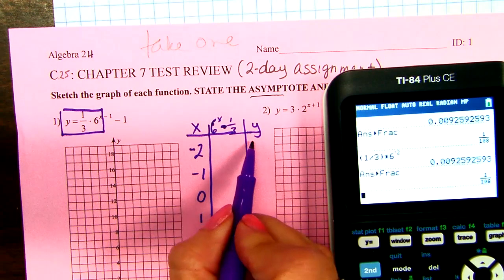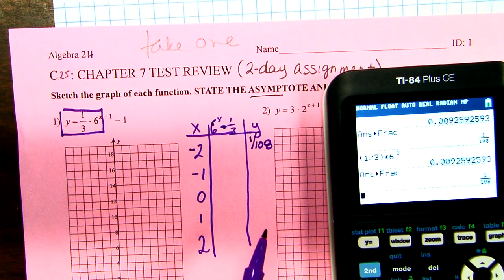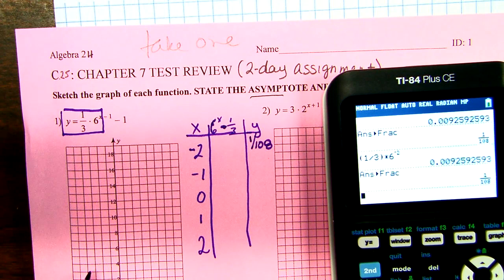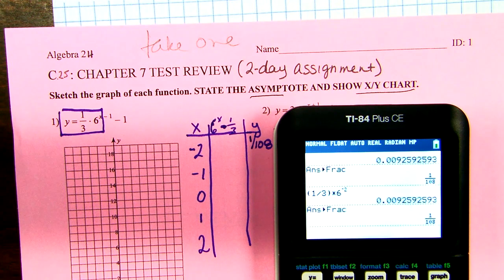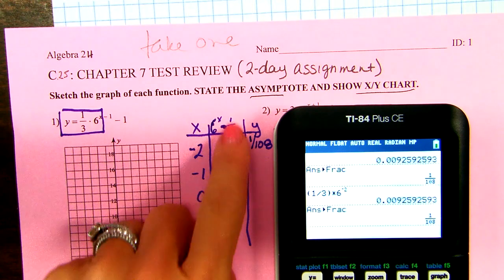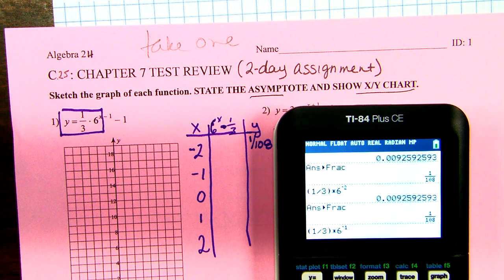So my Y value is 1/108. That's a teeny tiny number on a teeny tiny graph. So you'll see how we graph it, and then we're just going to go on through. Make sure 1/3 goes in parentheses. 1/3 is tricky because you can't change it to a decimal. Like if that was 1/2, we'd change it to 0.5, right? But we can't do that because it would be a repeating decimal. So we can just type in 1/3 in parentheses times 6 to the power of -1.